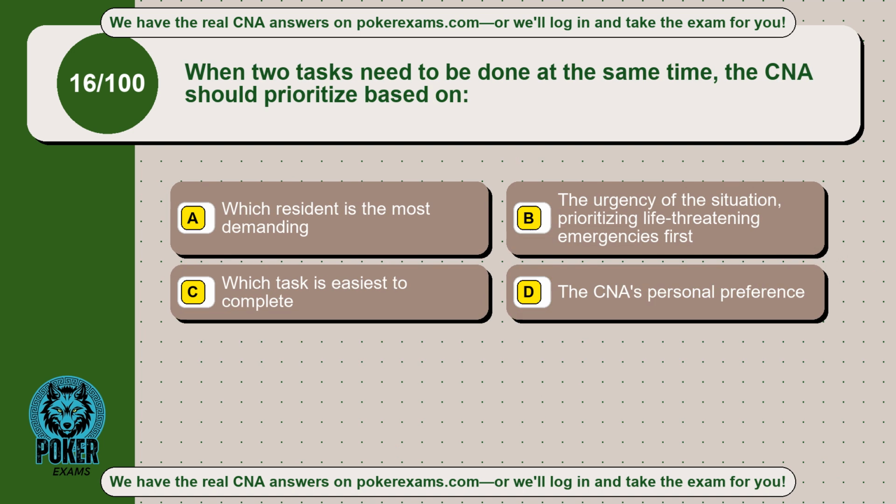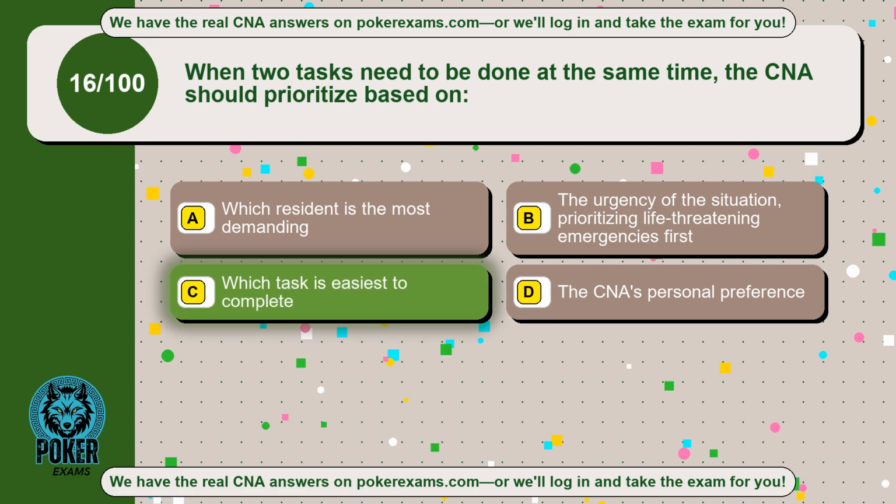Question 16. When two tasks need to be done at the same time, the CNA should prioritize based on: Option A. Which resident is the most demanding? Option B. The urgency of the situation, prioritizing life-threatening emergencies first. Option C. Which task is easiest to complete? Option D. The CNA's personal preference.